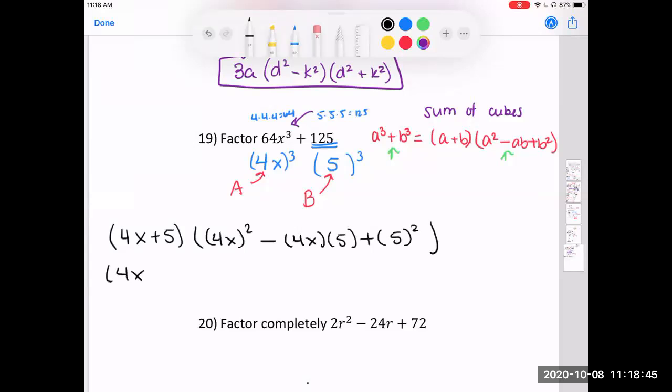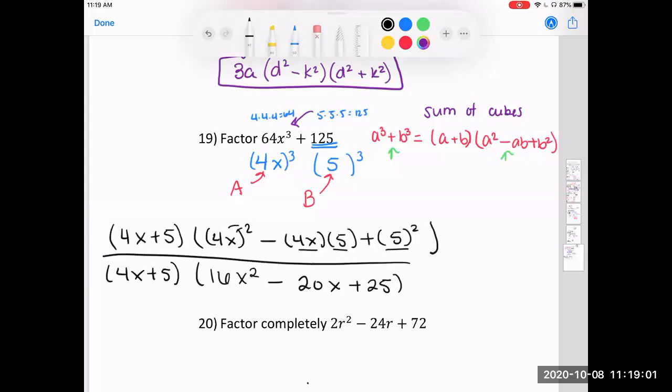So I have 4x plus 5. That square applies to each one. So I have 16x squared minus 4 times 5 is 20, 20x, and 5 squared is 25. There we have it. This was a sum of cubes.